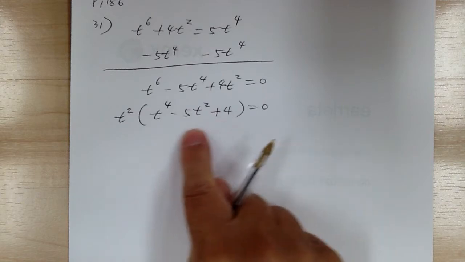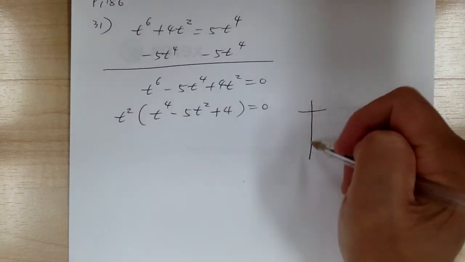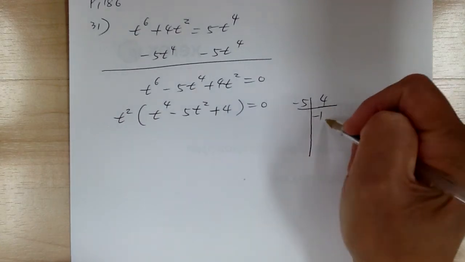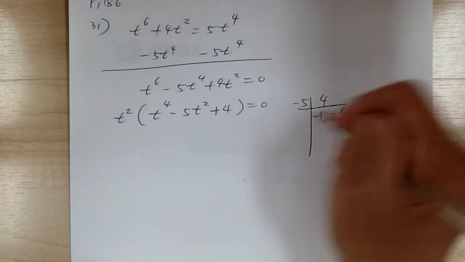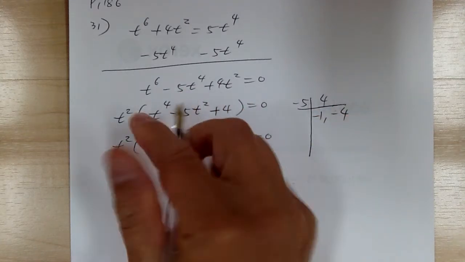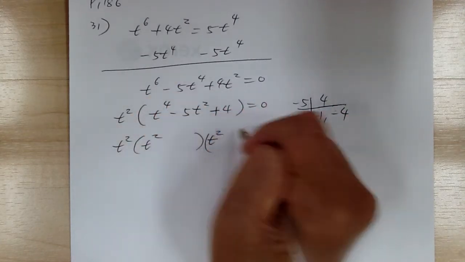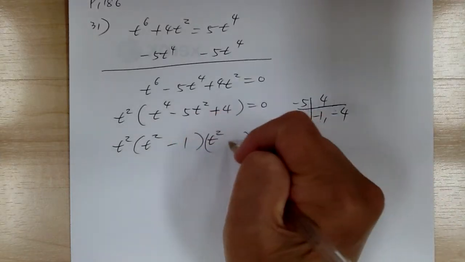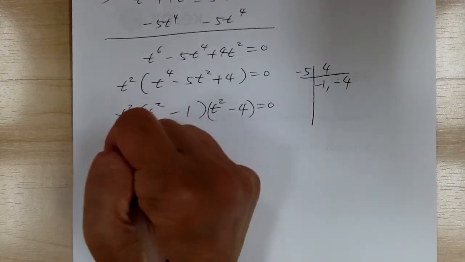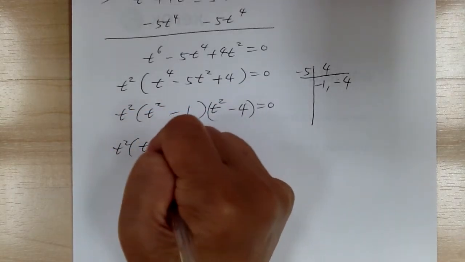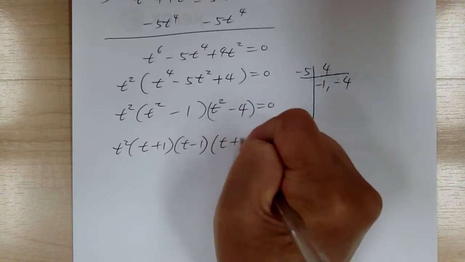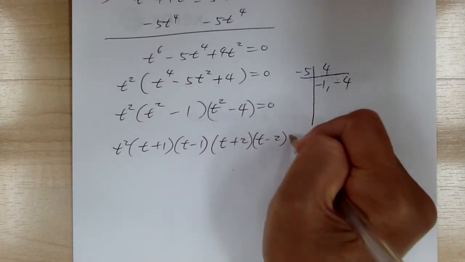And then from here, you can do the master product factoring. So you got negative 5 and 4. So you need to get negative 1, comma, negative 4. So get two sets of parentheses. Let's undo this one. So you're going to get t squared, t squared. This one you're going to get minus 1, minus 4. But this one you can factor more. All these are difference of squares. So this one you're going to get t plus 1, t minus 1. This one you're going to get t plus 2, t minus 2.